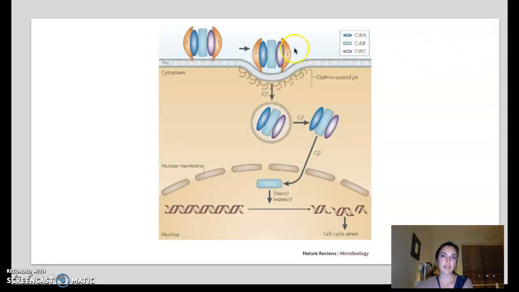So as you can see here, we have the three subunits which cross the cytoplasm. CDTB is activated and it penetrates the nuclear membrane. They're not sure whether it's direct or indirect, but it causes a breakage of DNA, causing apoptosis.